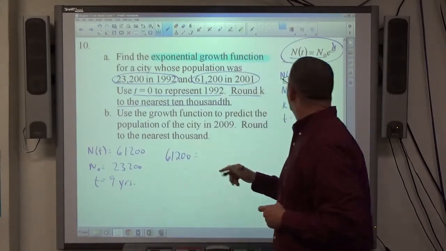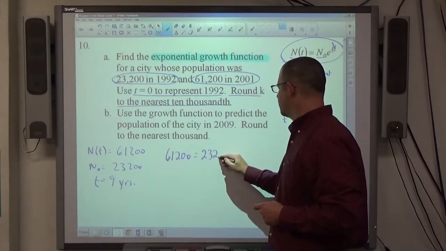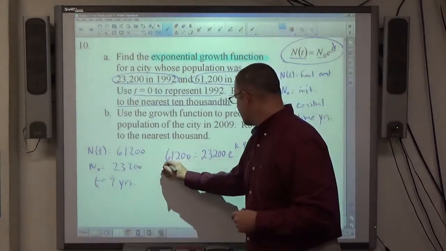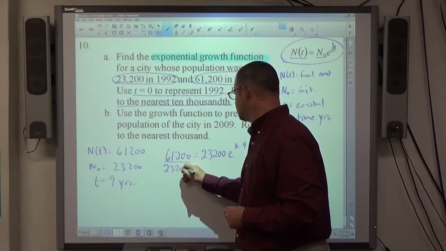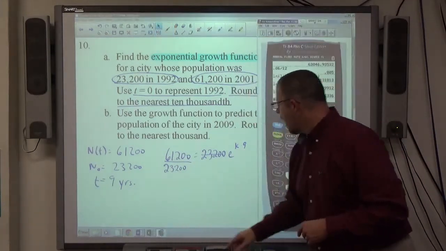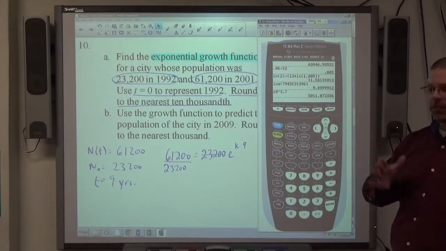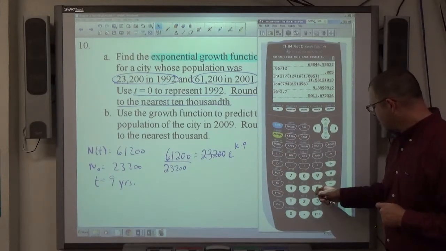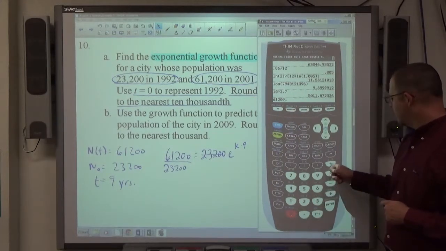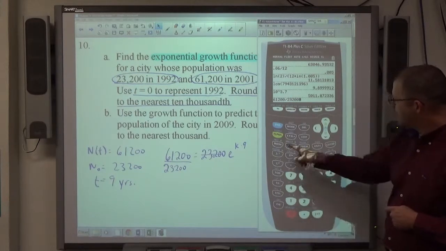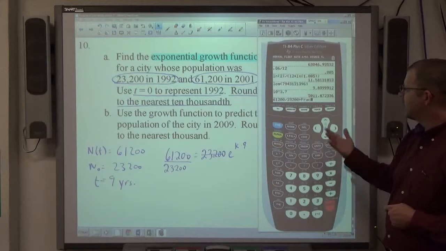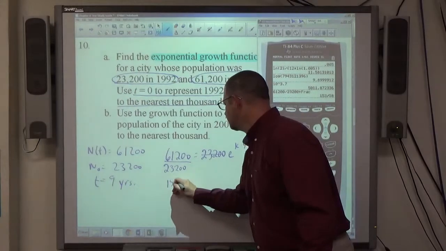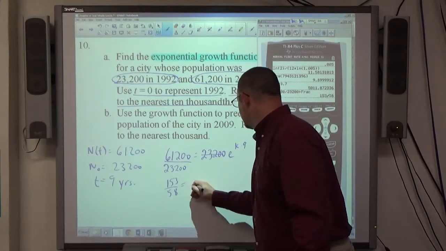So 61,200 equals 23,200 e to the k, which we don't know yet, times 9. And then if I divide both sides by 23,200, I get to here. I like to get fractions in these problems to get a nice, pretty exact decimal at the end, or really close to exact decimal that I can round. So I'm going to type in 61,200 divided by 23,200. And if I hit the math button, the very first thing in the list is frac. That just changes it to a reduced fraction. So 153 over 58 is equal to e to the 9k power.